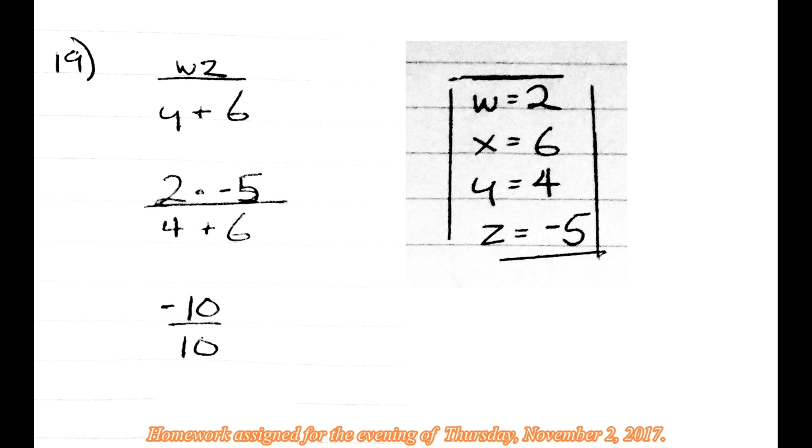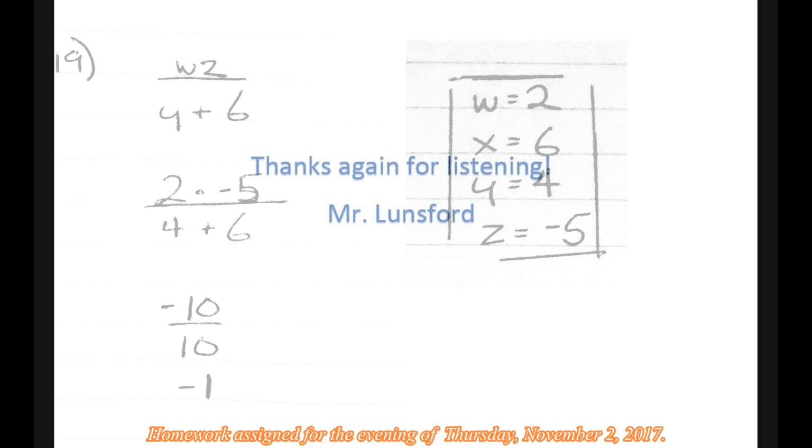2 times -5 is -10. 4 plus 6 is 10. -10 divided by +10 is -1. Keep track of your signs and just make sure that you keep track of where you're putting your variables and where you're putting your substitutions.